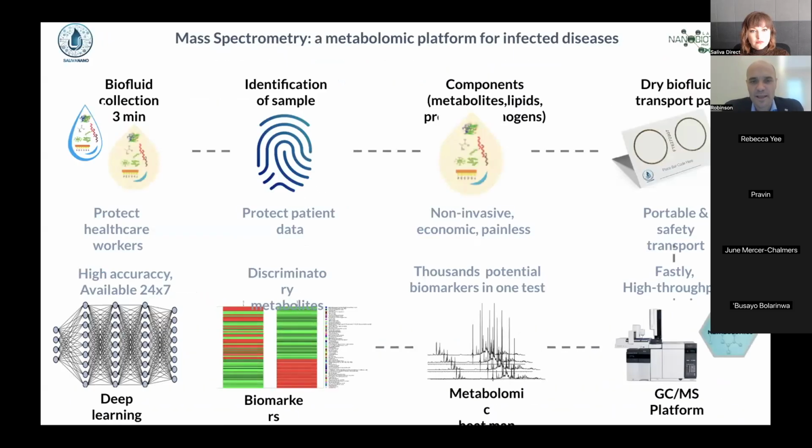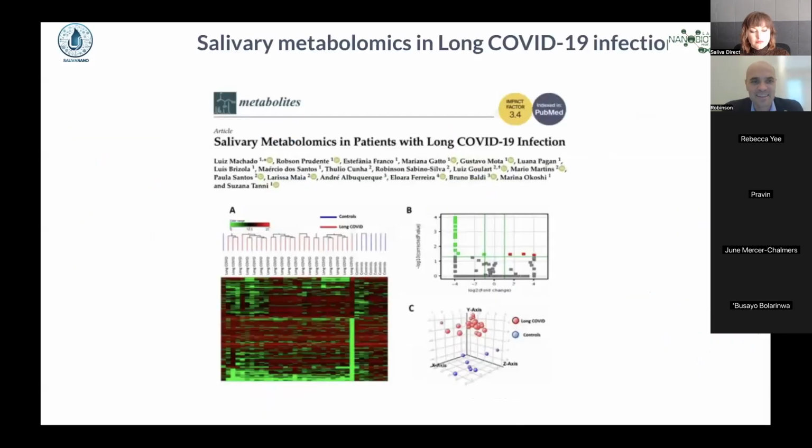This is a novel test that we are working on here today, and we have used it to detect saliva using metabolomics. Next one. And in that case, in patients with long COVID-19, we were able to detect in around 80%, and we have detected several salivary metabolites that are differentially expressed in long COVID infection. Next one.